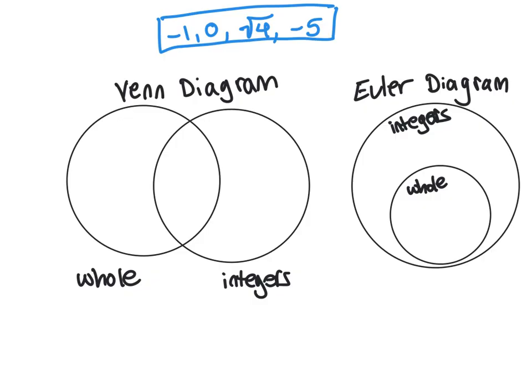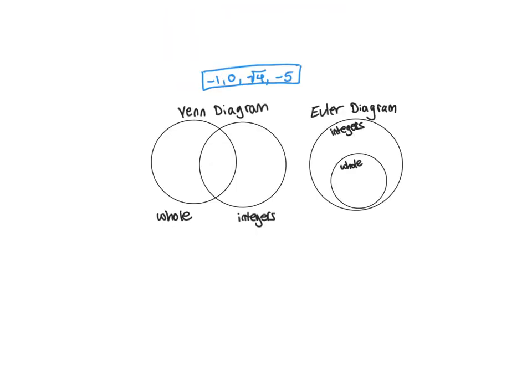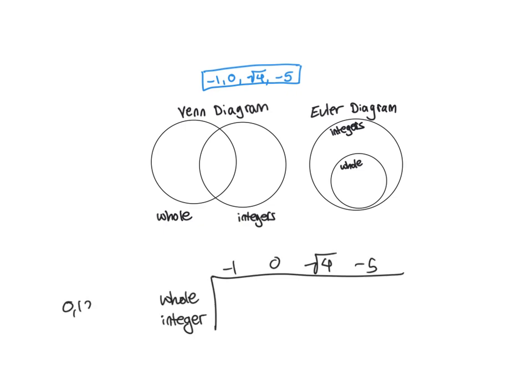So I'm going to start with -1. And let's just think about what sets this belongs to. Is -1 a whole number? No, my whole numbers are 0, 1, 2, 3, 4, 5, and so on, right? I don't have any negative whole numbers, so it doesn't belong there. Is -1 an integer? Yes, it is, because the integers include the whole numbers, their opposites, and 0, because 0 is a whole number.